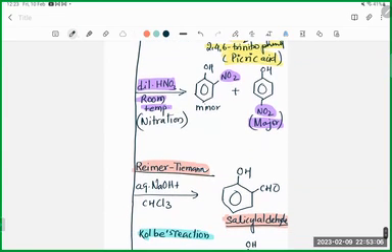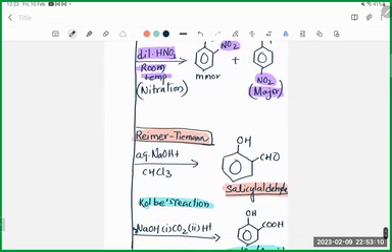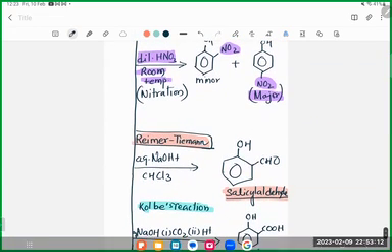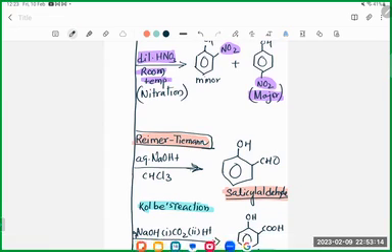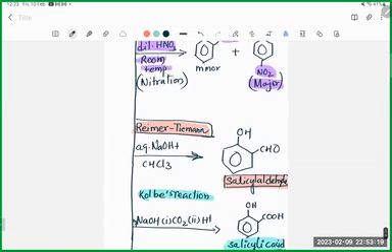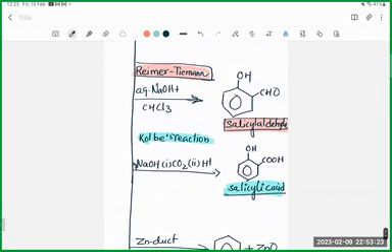Okay. Next is the named reactions. It's the Reimer-Tiemann reaction. Reimer-Tiemann happens in the presence of aqueous NaOH and chloroform, followed by hydrolysis. So we get salicylaldehyde. This is also important for conversions. Phenol gives salicylaldehyde by the Reimer-Tiemann reaction.